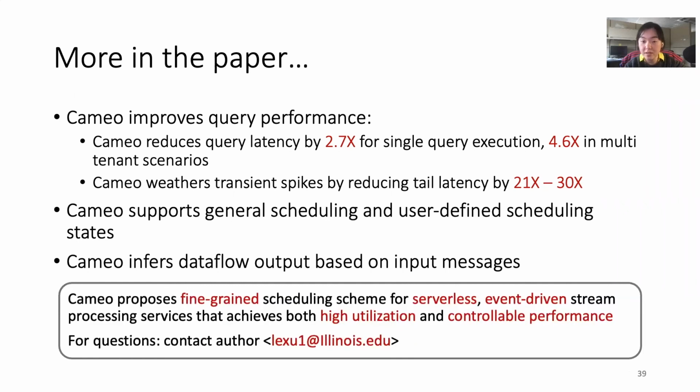As a conclusion, we propose Cameo, a fine-grained scheduling scheme for serverless, event-driven stream processing services that achieves both high utilization and controllable performance.